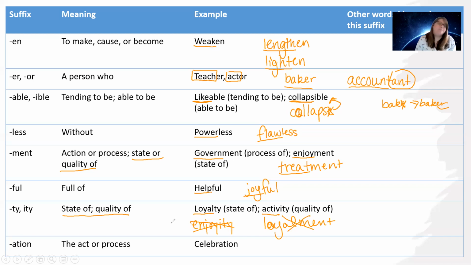So my examples here were loyalty, which means the state of being loyal, or activity, which is the quality of being active. Okay, and our last suffix is ATION or ation, which means the act or process of something. And again, this one is very similar to our MENT with a process. So celebration literally means the act of celebrating something. But we couldn't say governation. It doesn't really work that way. Those words cannot be mixed and matched. So even though we have suffixes that have similar meaning, we can't mix and match the words that go with them.